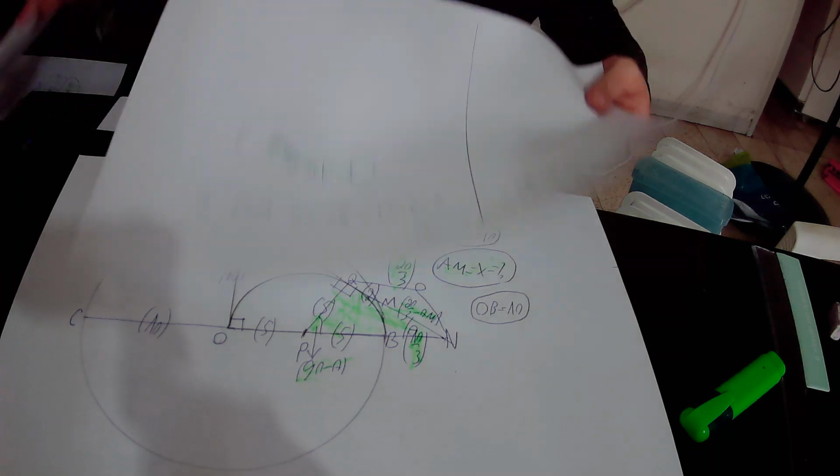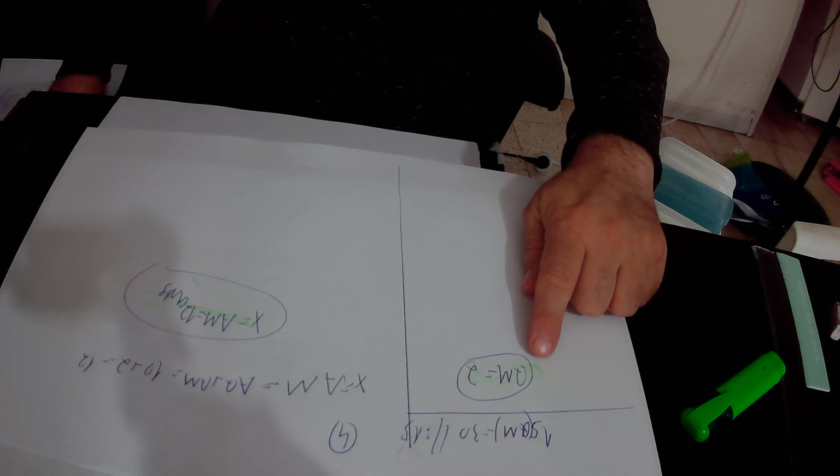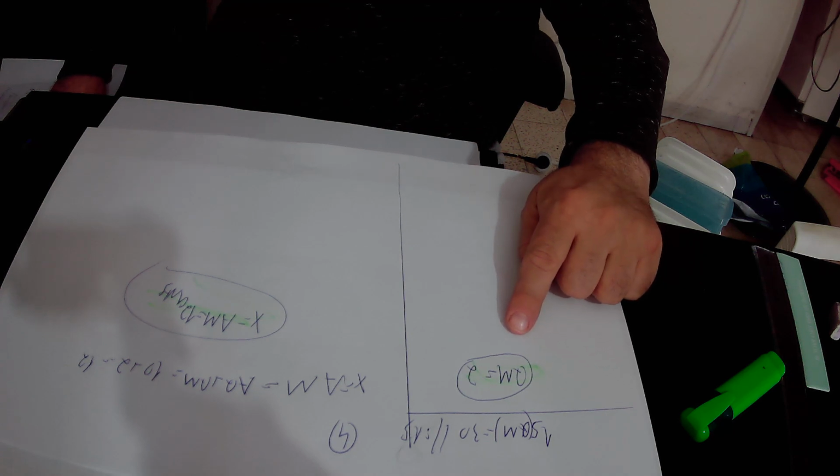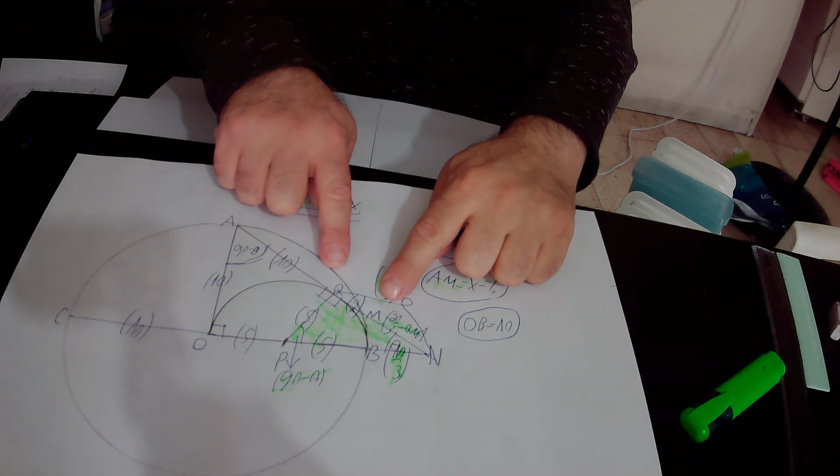So 15QM equals 30. Here we divided this equation by 15, and finally found out that QM equals 2 units. Here, this line QM equals 2 units in its length.